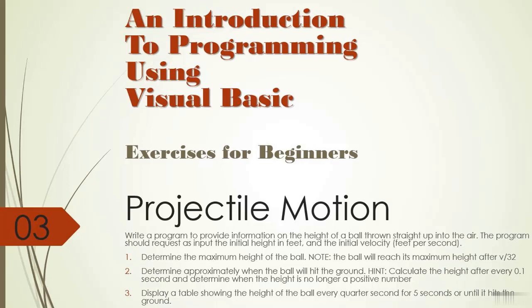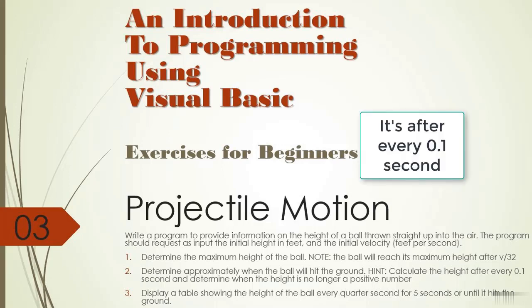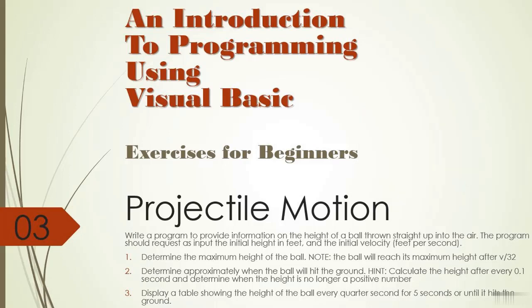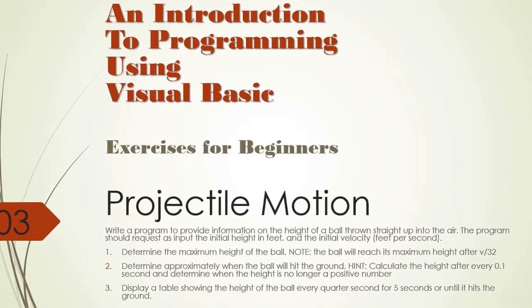Next, we should determine approximately when the ball will hit the ground. There's a hint. We are to calculate the height after every 1 second and determine when the height is no longer a positive number. And third, we are to display a table showing the height of a ball every quarter second for 5 seconds or until it hits the ground.